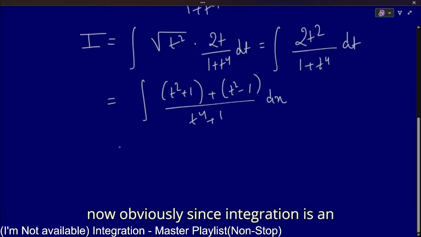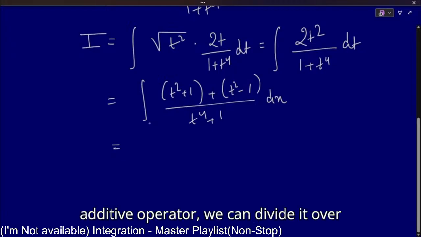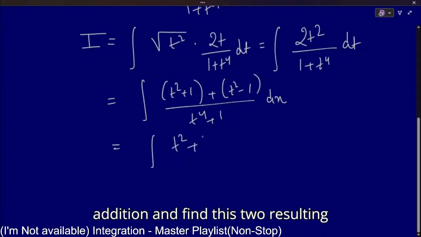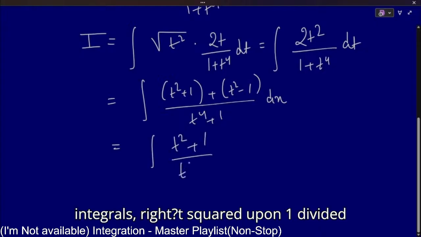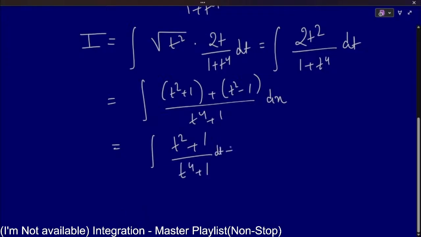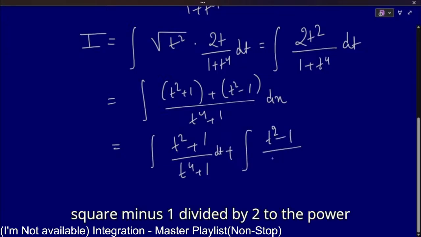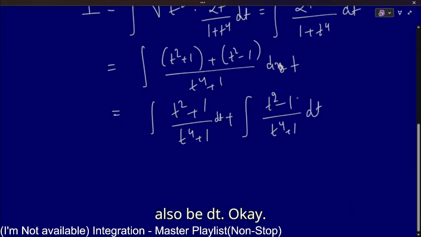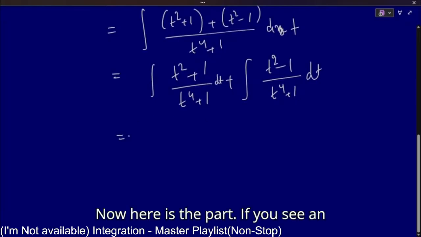So now obviously, since integration is an additive operator, we can distribute it over addition and find these two resulting integrals, right? Integral of t squared plus 1 divided by t to the power 4 plus 1 dt, plus integral of t squared minus 1 divided by t to the power 4 plus 1 dt. This should also be dt. Okay. Now, here's the part.